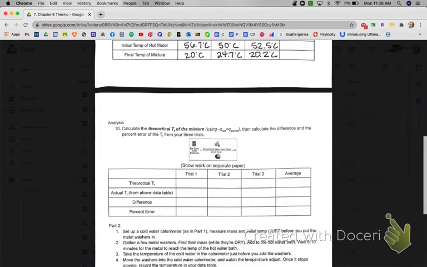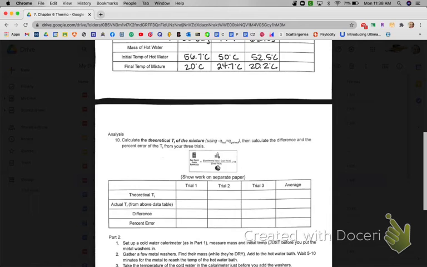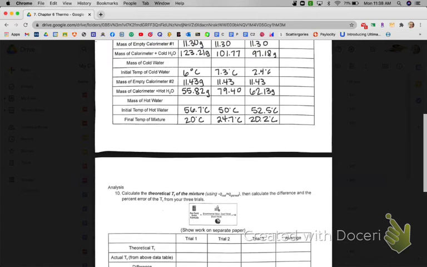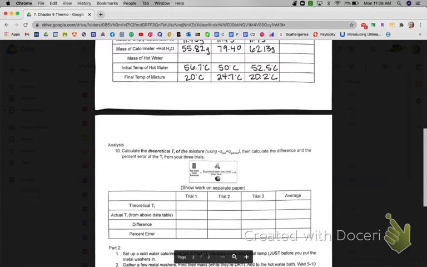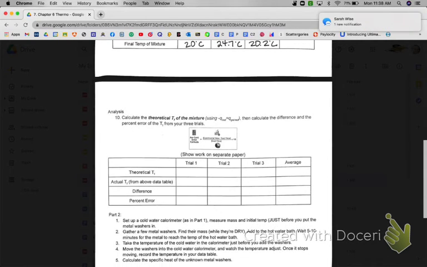Okay, we are going to start looking at the lab from last week. I have here just some sample data, so I'm going to walk through how I'm going to calculate the analysis section. In the analysis section, we're going to calculate what is our theoretical temperature final, and then we're going to be able to compare that to what was our actual final temperature from the lab, and calculate a percent error based on those things.